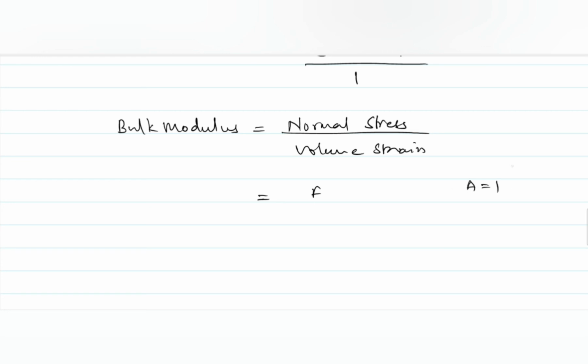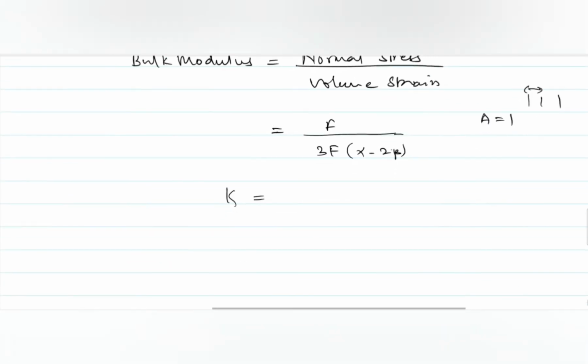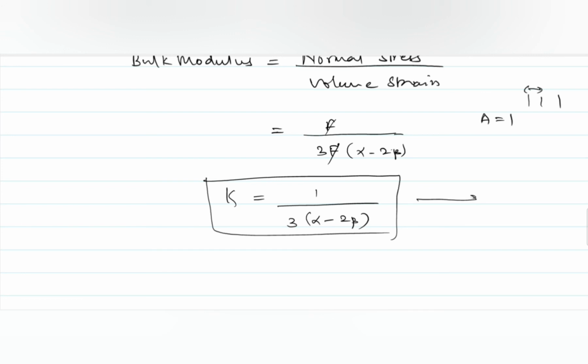Why? Because all the sides are 1, 1, 1. So therefore if you take the length into breadth, that is 1, then the area becomes 1. So I will directly write F divided by volume strain, which is 3F into bracket alpha minus 2 beta. So therefore the bulk modulus K equals 1 divided by 3 into bracket alpha minus 2 beta. This is equation 1, we will write.